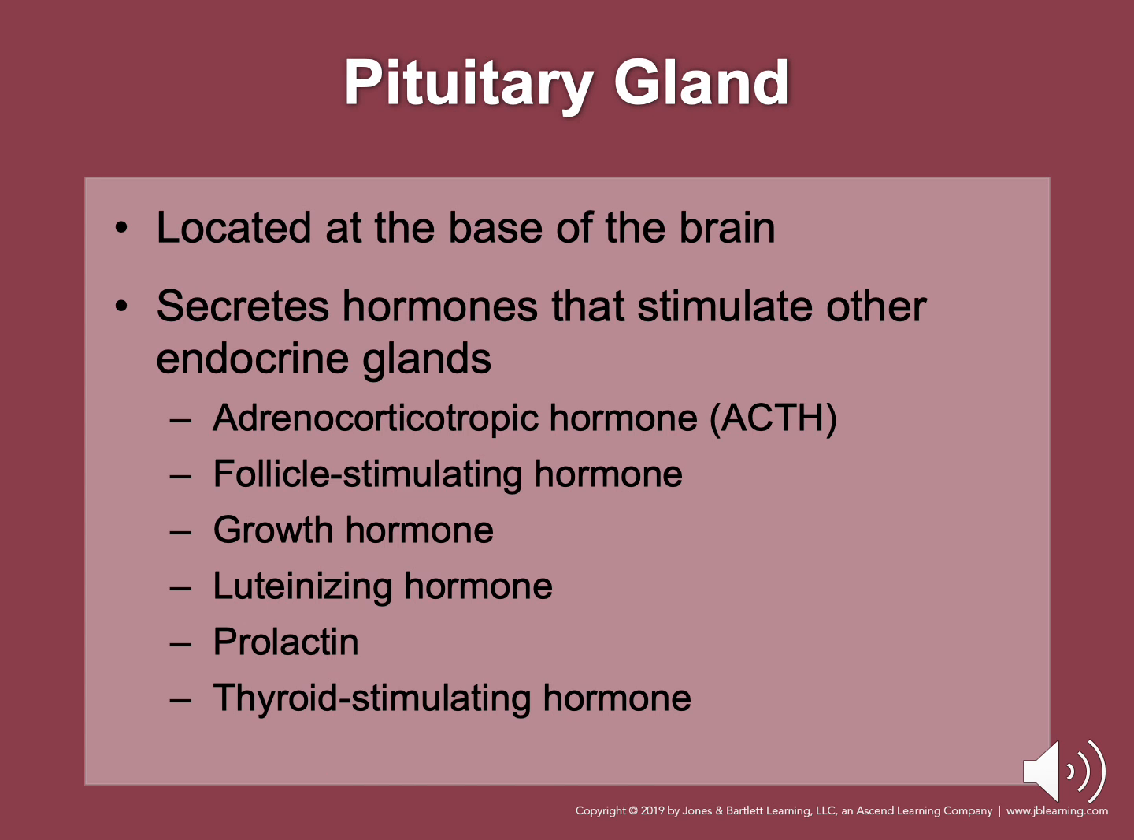The pituitary gland is located at the base of the brain, and it's divided into the anterior and posterior regions. Six of its hormones stimulate other endocrine glands: ACTH, follicle stimulating hormone, growth hormone, prolactin, and thyroid stimulating hormone. ACTH targets the adrenal cortex and causes it to secrete cortisol.